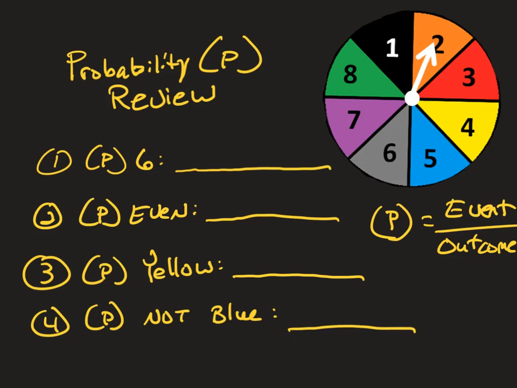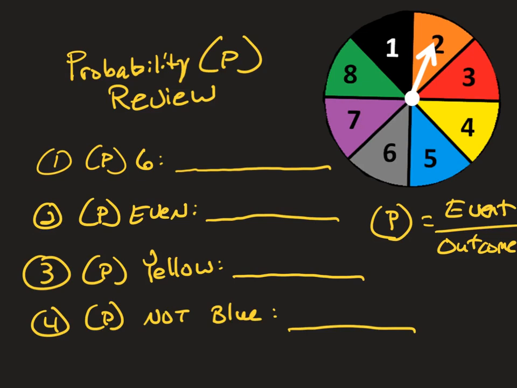Good morning, everybody. Today we're going to review probability. And if you remember, probability is event divided by outcome, or event over outcome. If you're looking at the head of the questions, you see a P in parentheses. That stands for probability. So today we're going to review probability with a spinner.